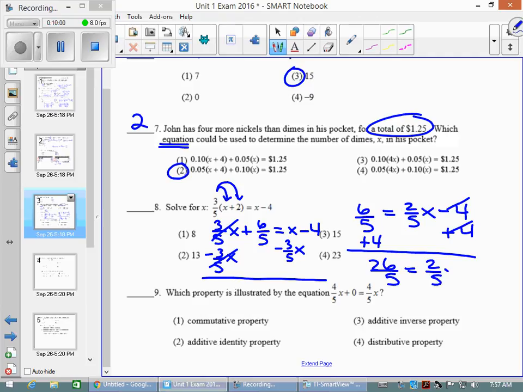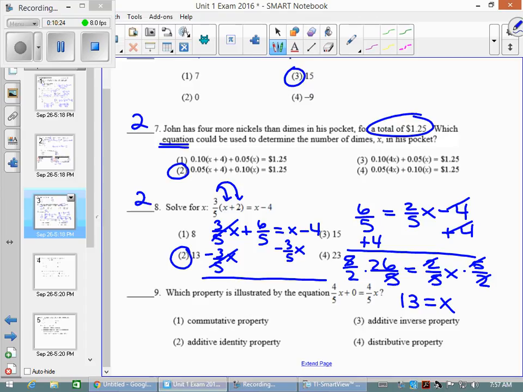Now I'm going to use that reciprocal. I'm going to multiply by 5 over 2 to undo that fraction and get 1. And then on the other side, I'm also going to multiply by 5 over 2. If you cancel or simplify, the 5s would cancel here, but if you simplify this piece, you'll end up with an x value equal to 13, which was choice 2.